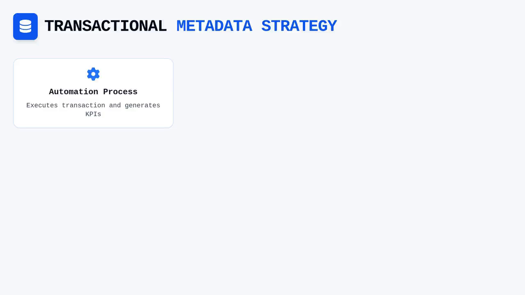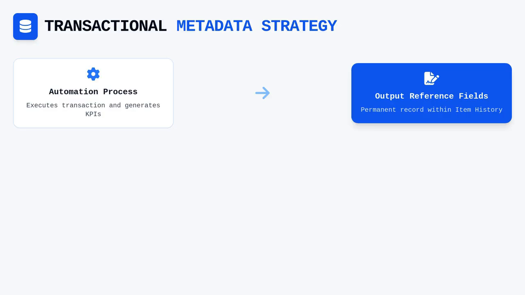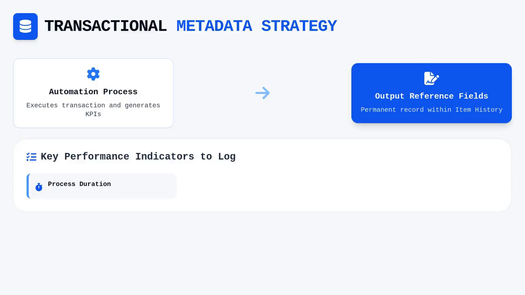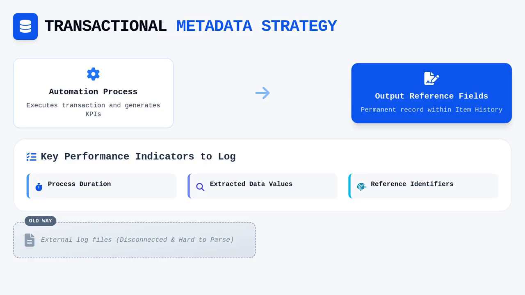Beyond basic status management, the platform allows you to record intrinsic transactional metadata directly into the item history through the usage of the output reference fields. By logging key performance indicators such as process duration, extracted data values, or specific reference identifiers, you create an invaluable audit trail that resides permanently alongside the item. This is fundamentally better than relying solely on external log files, as it keeps the context of the automation directly tied to the specific transaction that produced the data.